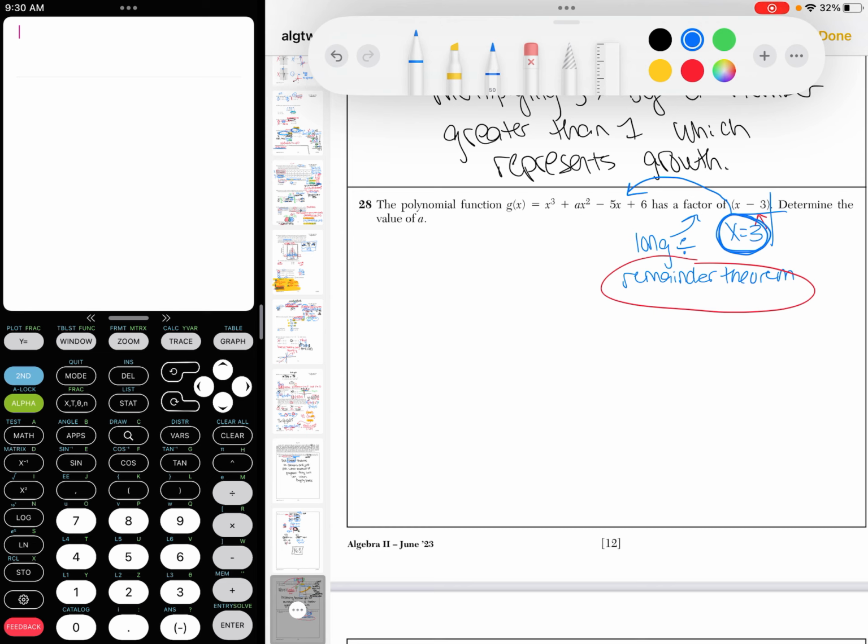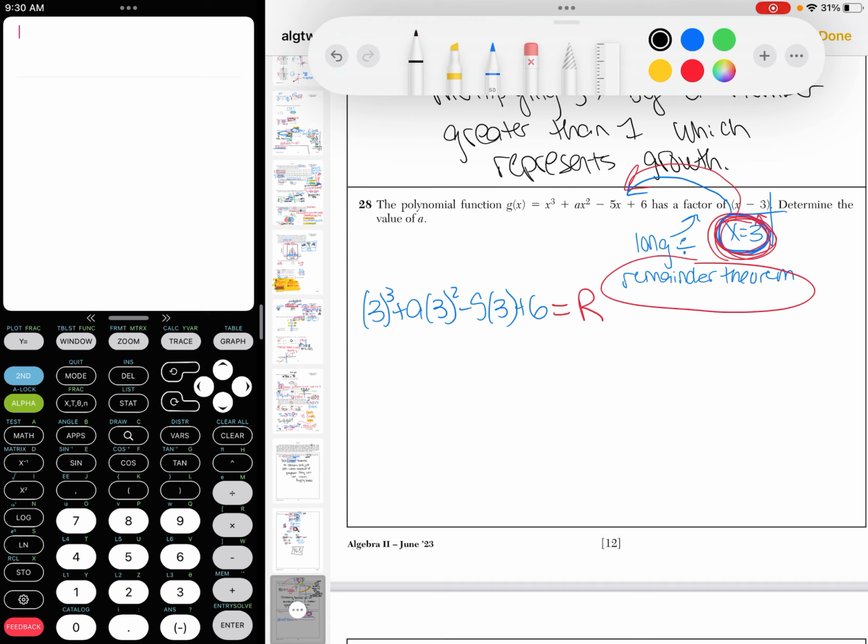So where it says x to the third, I'm going to plug in 3 to the third plus a times 3 squared minus 5 times 3 plus 6. Now, when you plug that into your calculator, it will get you the remainder. That's the remainder theorem. Again, you just plug this number into the original, and it spits out the remainder. But this question is not asking you for the remainder.